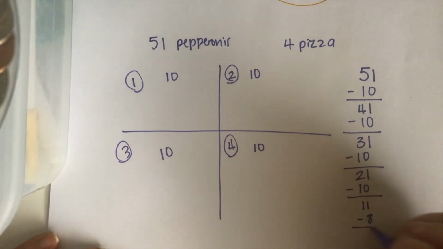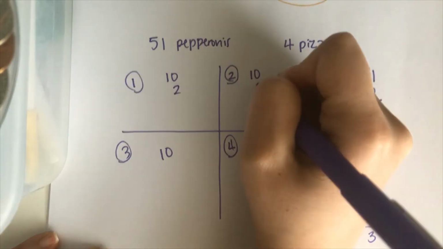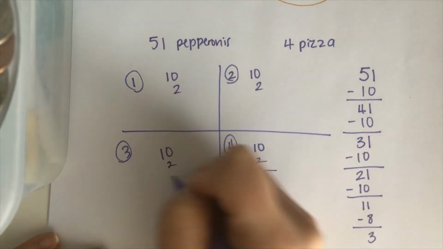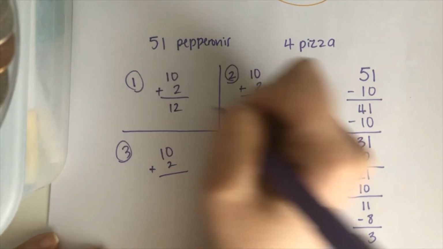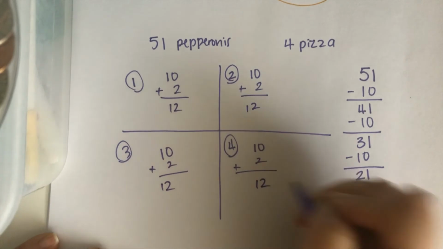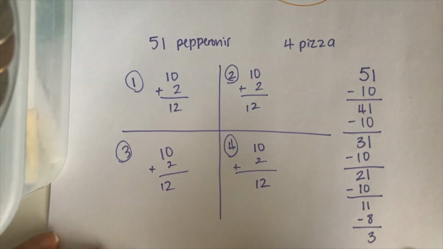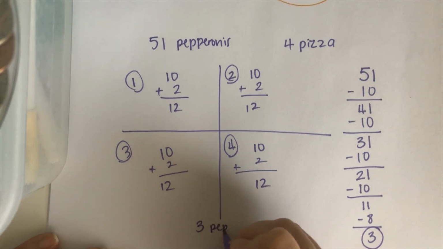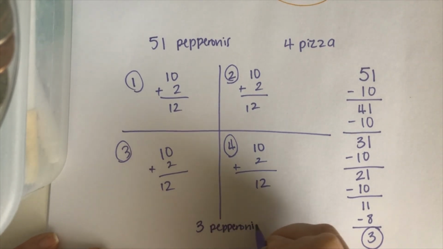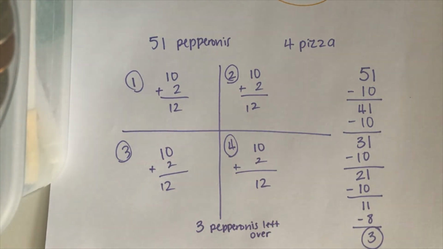So we're going to take away 8. That's 3. And we're going to put 2 in each one. And if you add these all together, you get 12 in each box, which is 12 pepperonis in each, and then 3 left over. You have to remember that 3 pepperonis left over. And I believe those are my 2 ways.